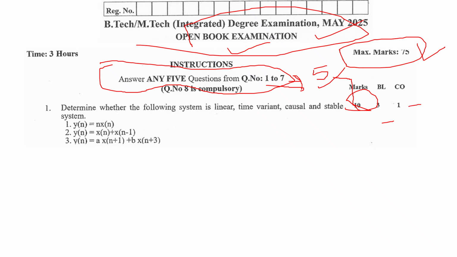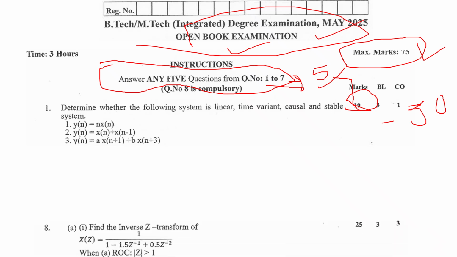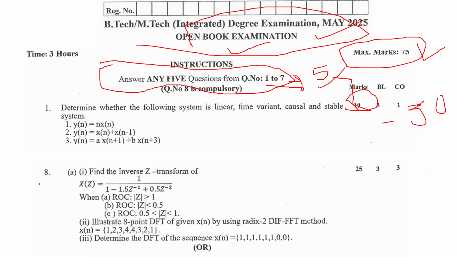So 10 into 5 is 50 marks, and the remaining 25 marks will carry a single question, the last one, the eighth question. In the eighth question you will have either-or to solve. Means there will be options A and B, so you can solve either A or B. It's up to your choice, and the question will be of 25 marks. So in total you are going to write the exam for 75 marks. Okay, so this is the pattern. There is no MCQ at all, definitely.